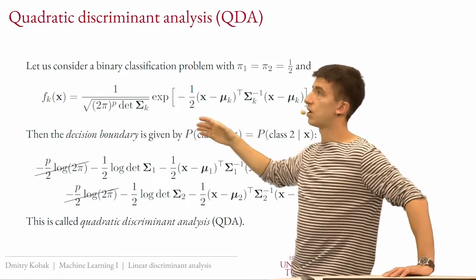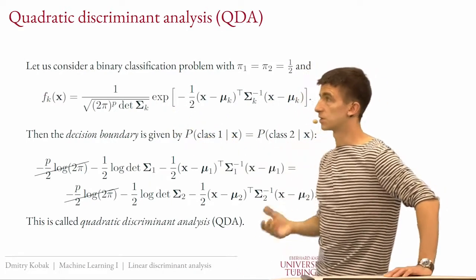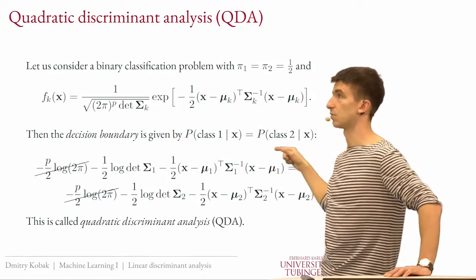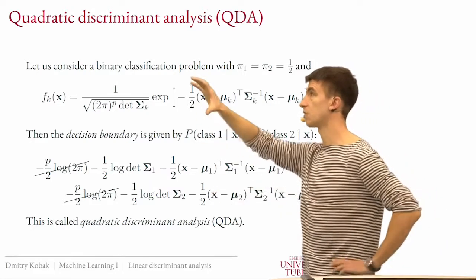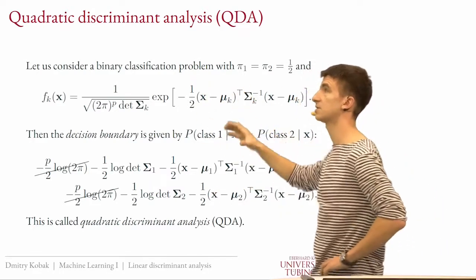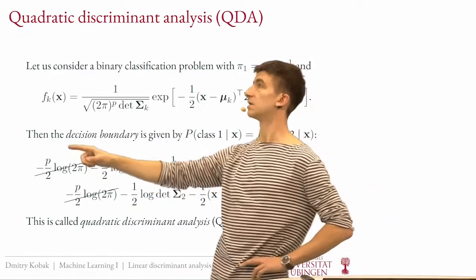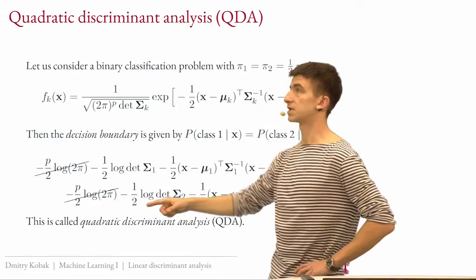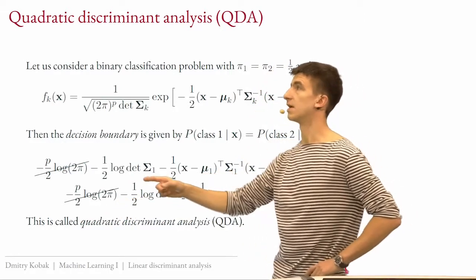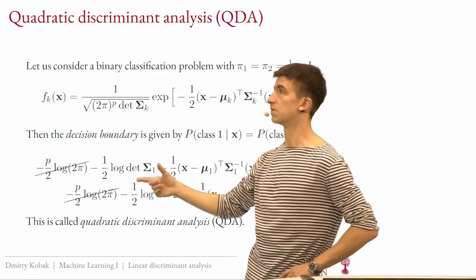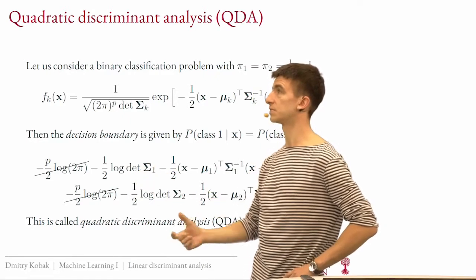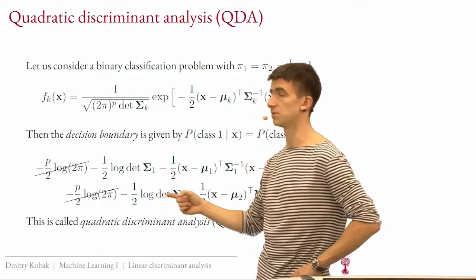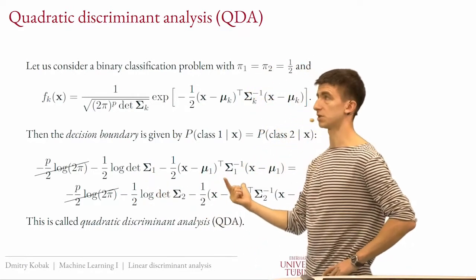And as often, here we have exponents, so it's convenient to take logarithms. If probability of class 1 equals probability of class 2, we can take the logarithm on both sides. That's what I'm doing here, taking the logarithm of this entire expression for class 1. The factor with 2 pi just cancels on both sides because it's the same. And then there is this factor with the determinant of the first covariance matrix and the second covariance matrix, but these are just numbers, so this is just some constant. And then these are the most interesting terms.